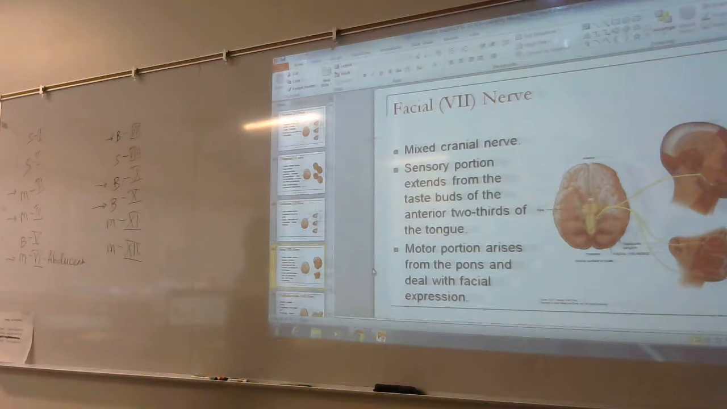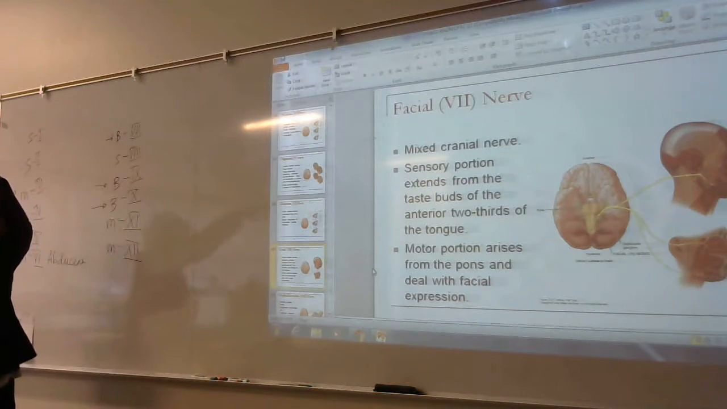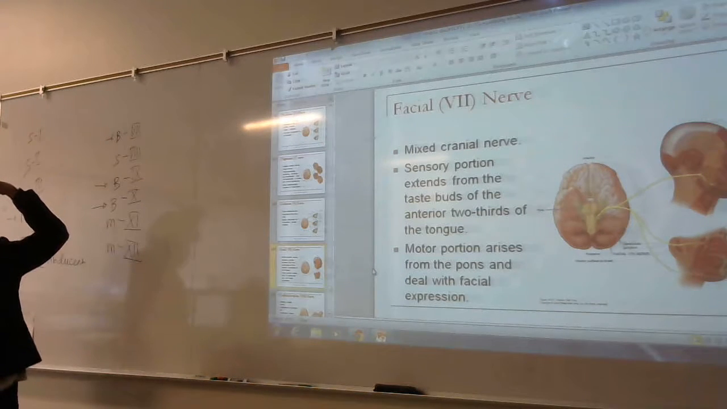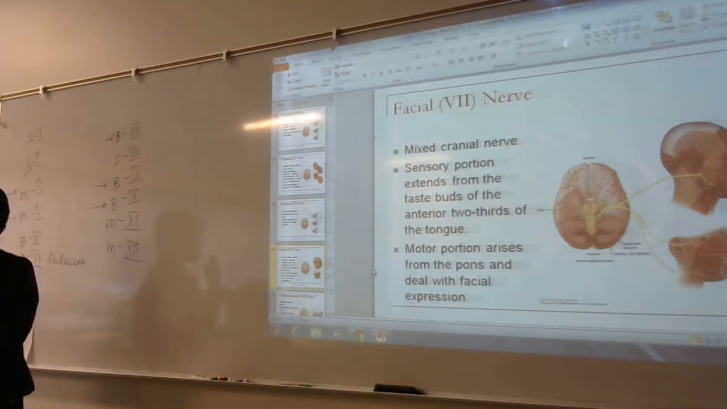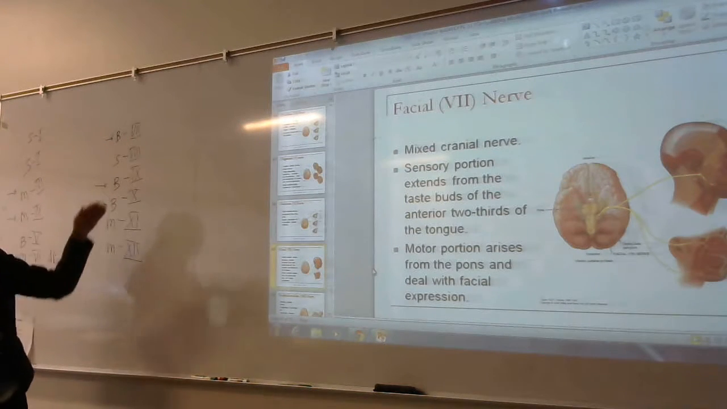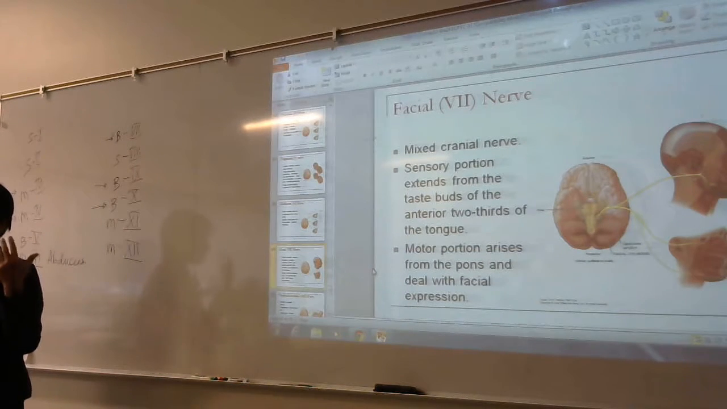How do you test for cranial nerve number 7? Let's look at this one. It's both sensory and motor. The sensory part is for taste. That's the sensory part. And then the motor part is for facial expression. The facial nerve, which is cranial nerve number 7, that's the one for facial expression.